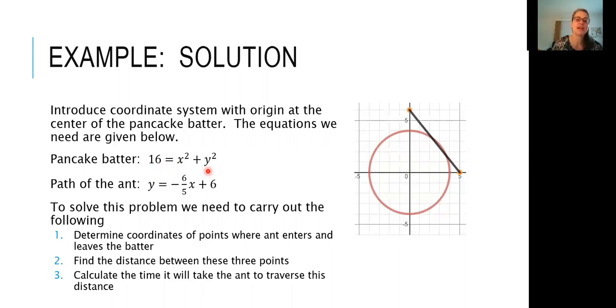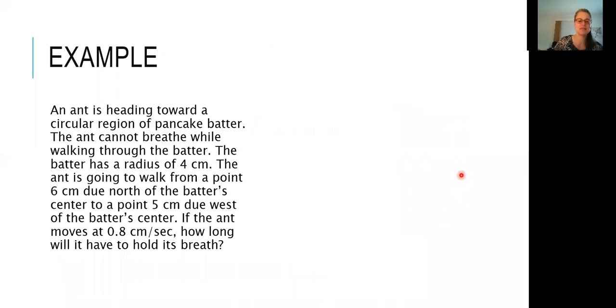Now, I've already figured out the path of the ant is along the line y equals negative 6/5 x plus 6. How did I do that? Well, remember, we were told that the ant was going to walk from a point that was 6 centimeters north of the center of the circle to a point that was 5 centimeters east. I hope it said east.